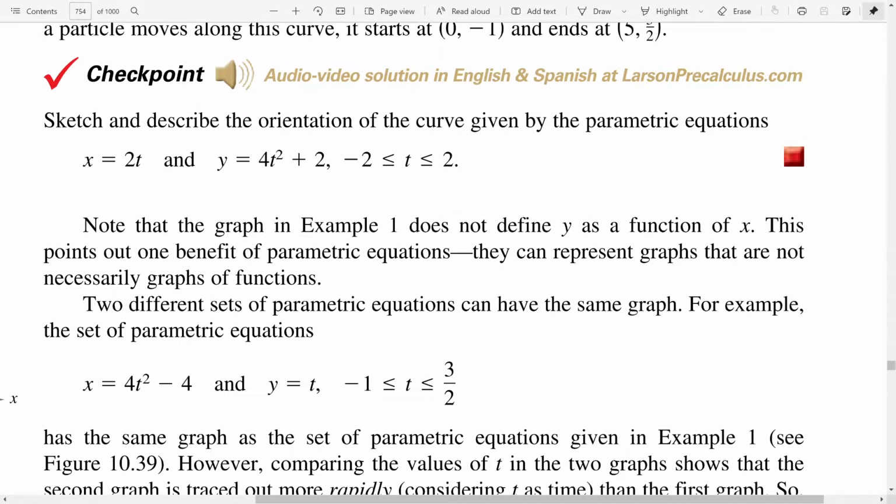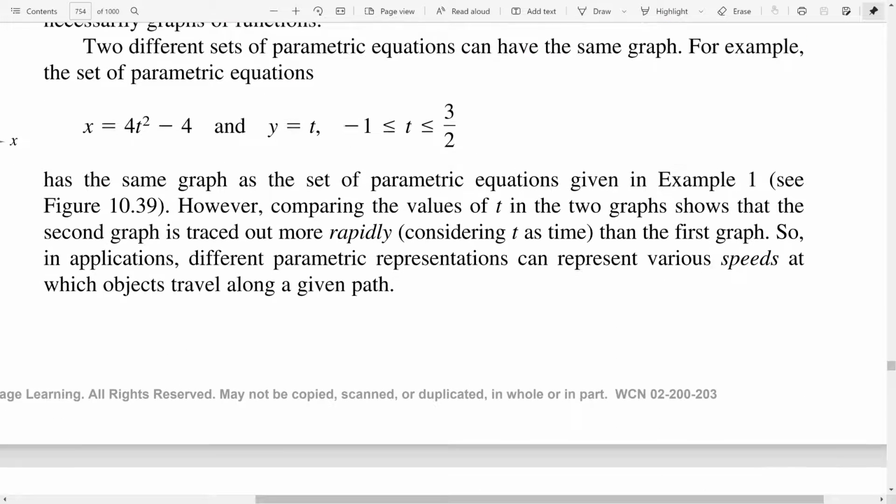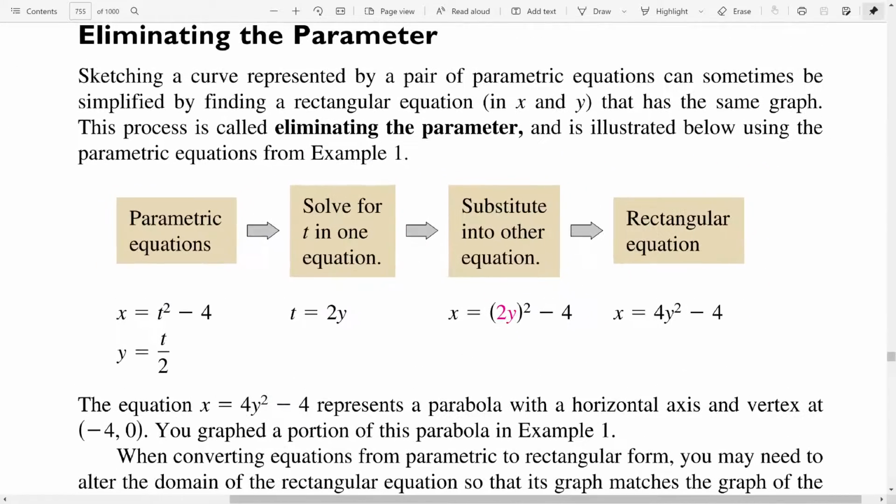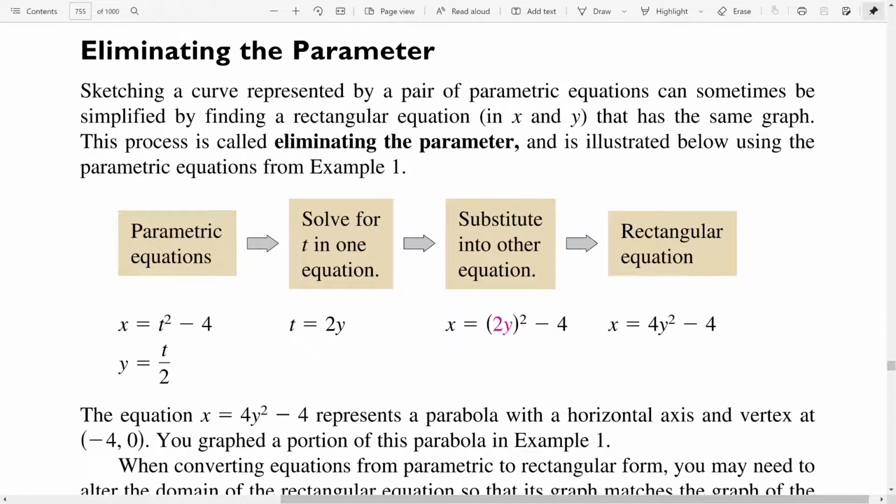The only other thing we're going to do in this section, besides showing you how the graphs work, is show you how to eliminate the parameter so that you can see a rectangular representation of the graph. Eliminating the parameter for a set of parametric equations is a pretty simple process. You have your parametric equations, you solve for t in one of the equations, and you substitute it into the other equation, since there are at least two, and then you get the rectangular version of the equation.